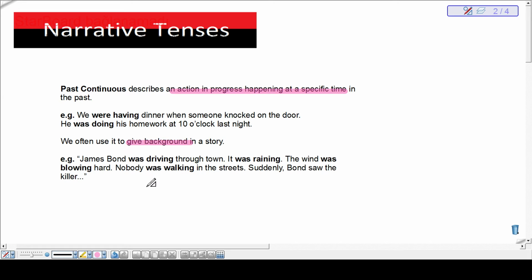Let's read this part from a story. James Bond was driving through town. It was raining. The wind was blowing hard. Nobody was walking in the streets. Suddenly, Bond saw the killer. Here, we set the stage or give the background using the past continuous tense, and then we use past simple to describe the complete action when Bond sees the killer.